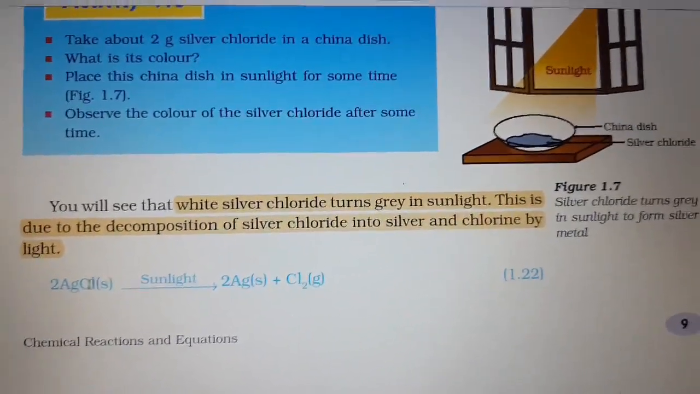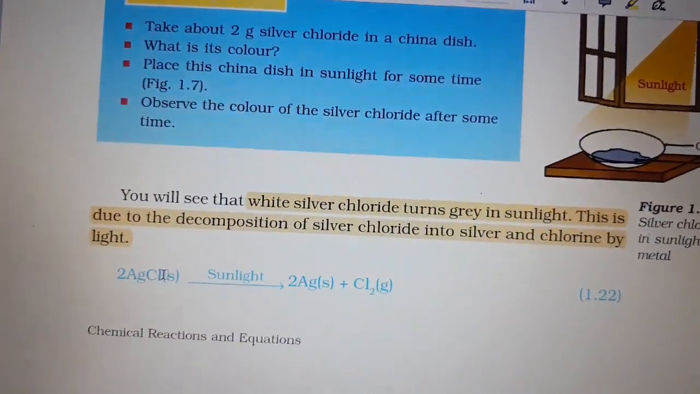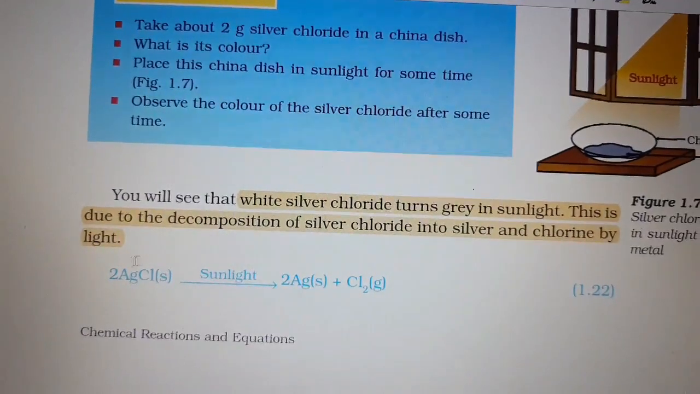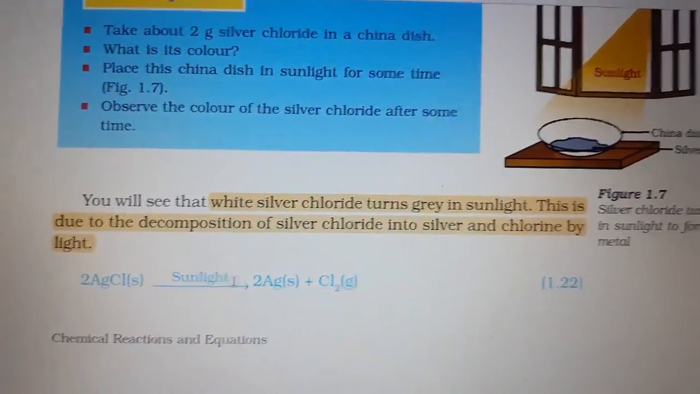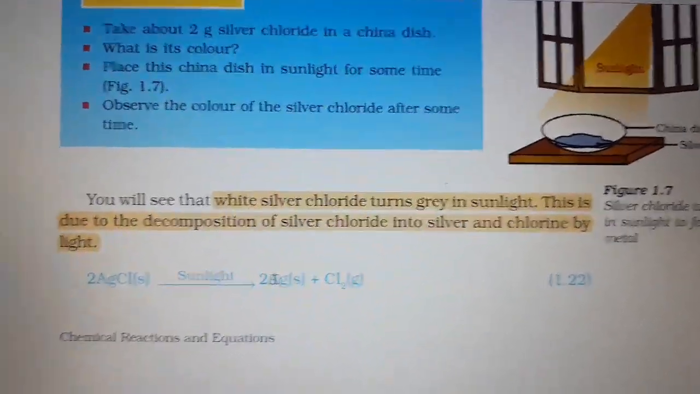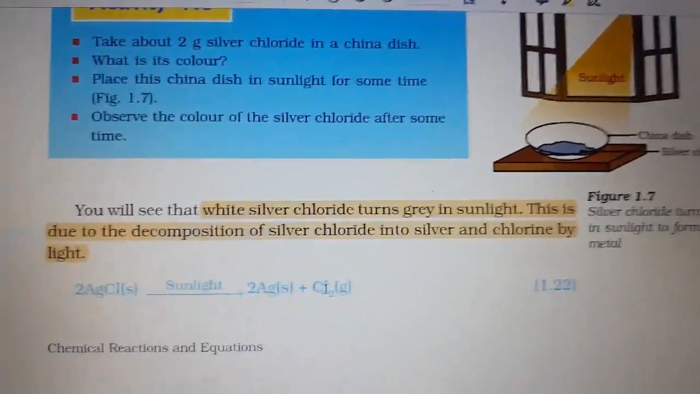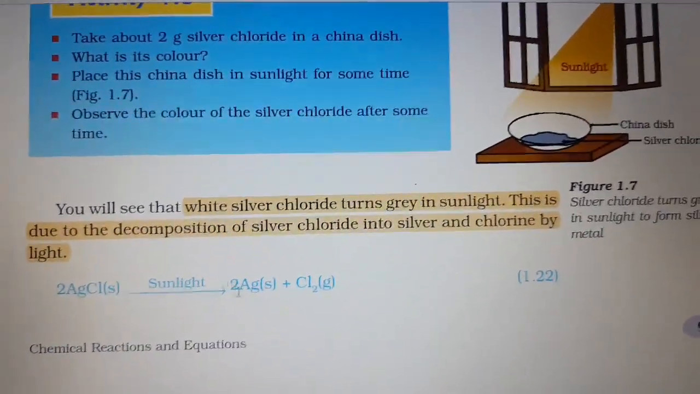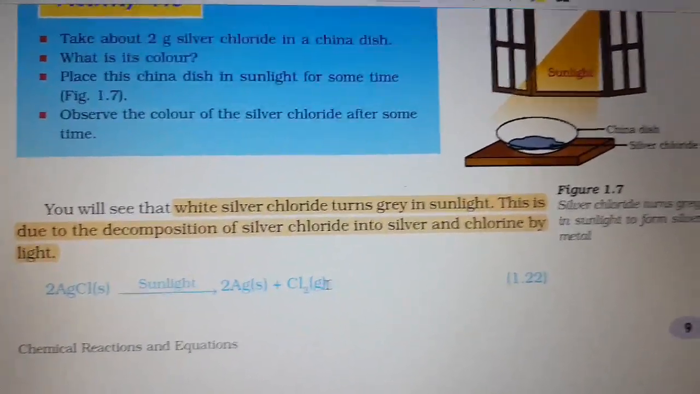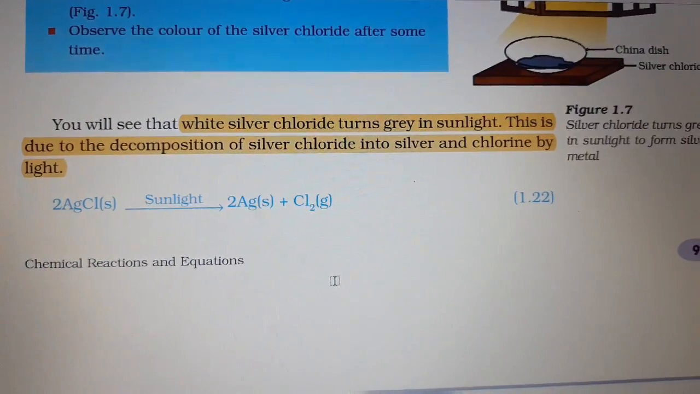So what is happening is that this AgCl, which is initially white in color, when placed in the open atmosphere or in sunlight, gets decomposed into silver and chlorine. This chlorine gas will pass into the atmosphere, and this Ag will remain in the beaker, or I should say in the petri dish.